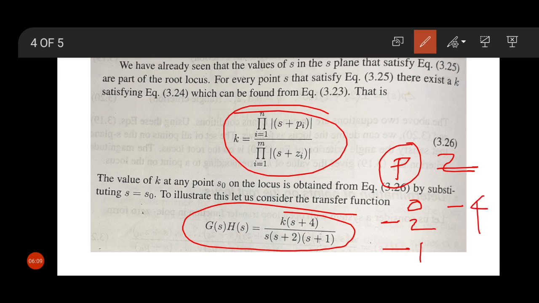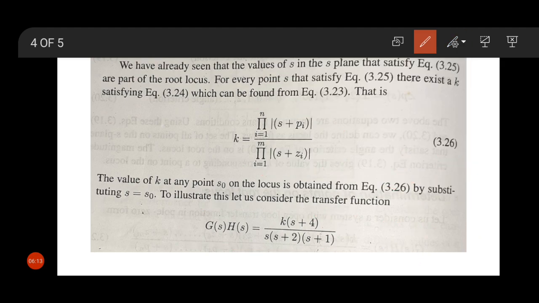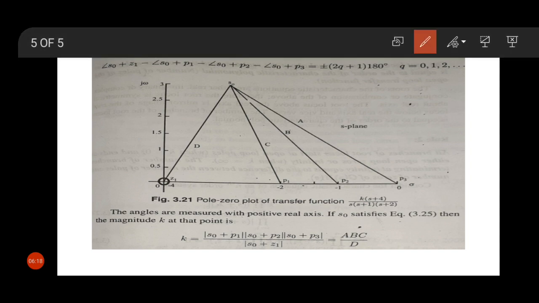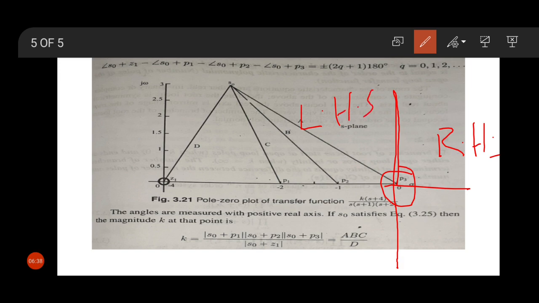Now we put the poles and zero on the S plane. This is our S plane. This point is our origin, which I have marked as 0. This is our right hand side and this is our left hand side. Now we place the poles and zero on this S plane.